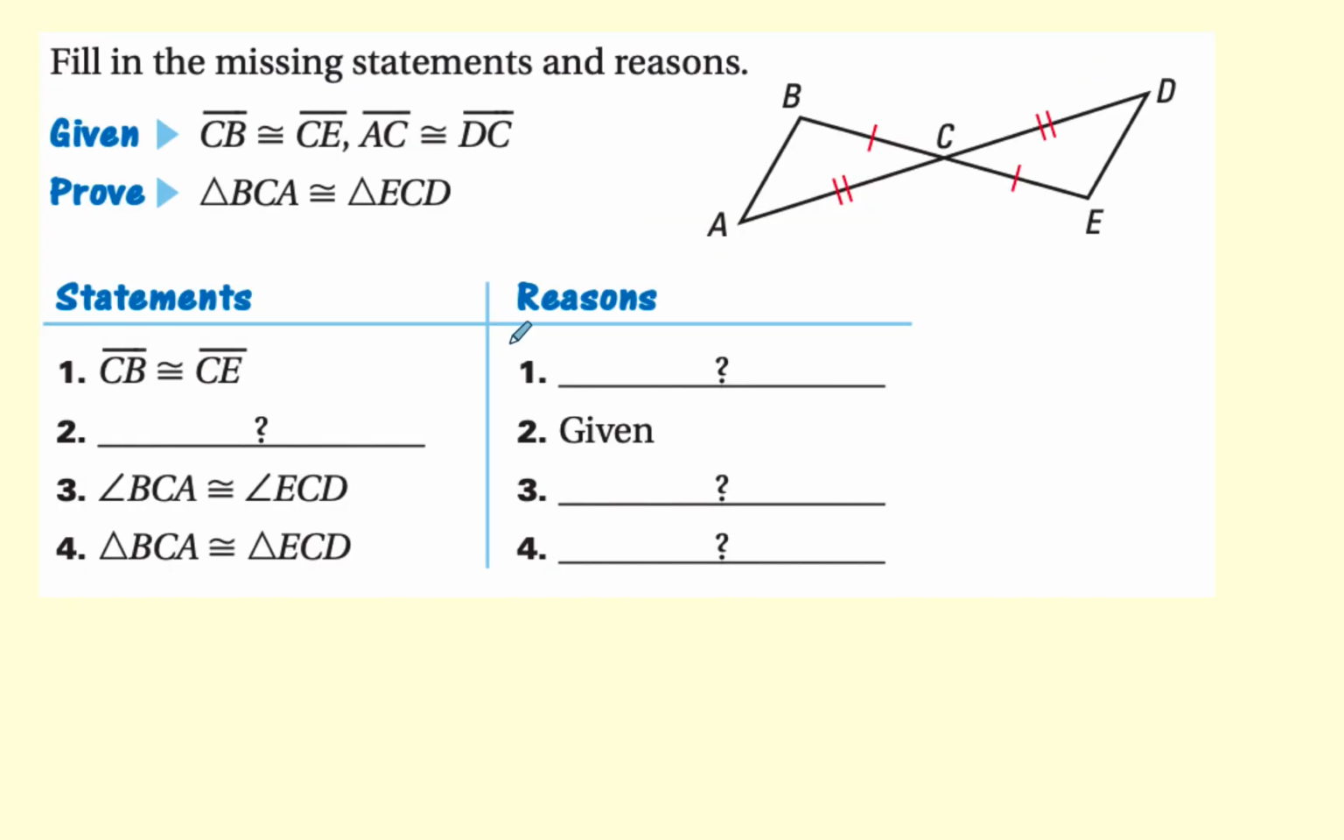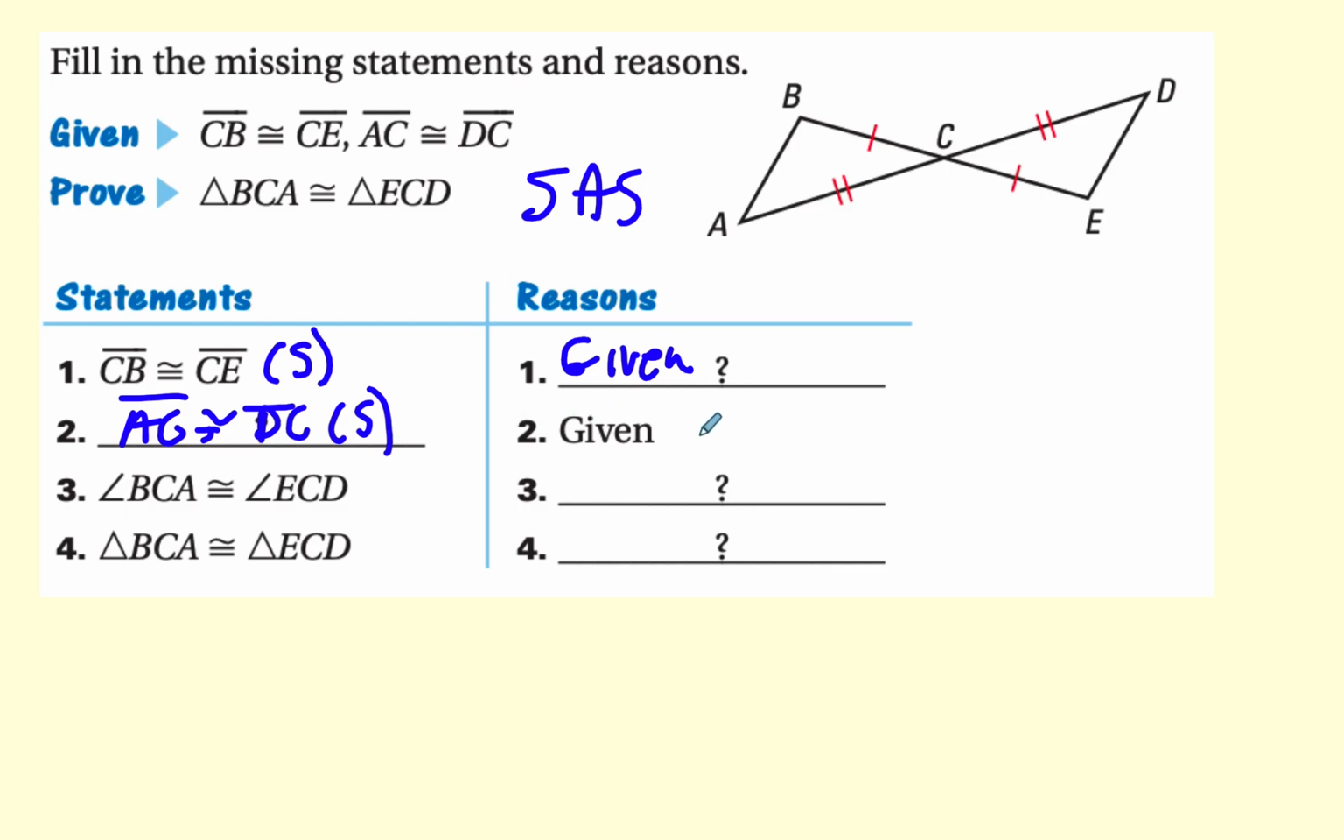All right, let's go through a proof where we try to prove triangles are congruent by this shortcut method called SAS. We are given CB congruent to CE. That is a side pair. I like to put a little s here. And we have another given, which is AC congruent to DC. I'm going to put a little s there, and that's given too.